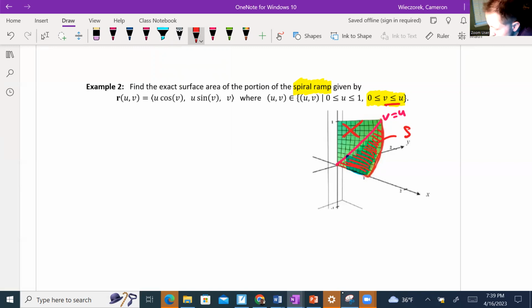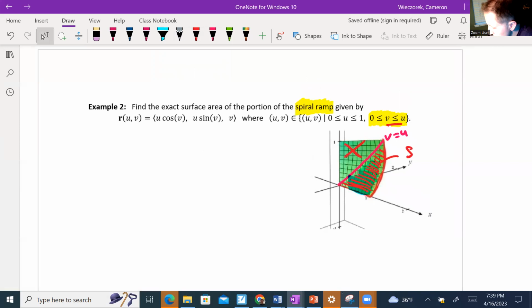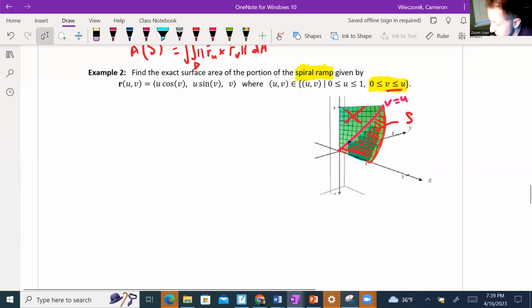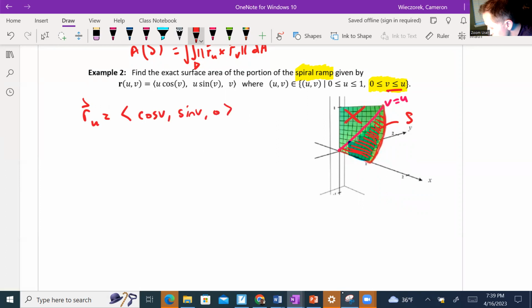So our goal eventually is to have the area over D of the magnitude of r_u cross r_v dA. This is going to give us the area of the surface. So we've got to build the pieces. Let's take r_u and r_v. r_u is going to be cosine v, sine v, 0. r_v is going to be negative u sine v, u cosine v, 1.